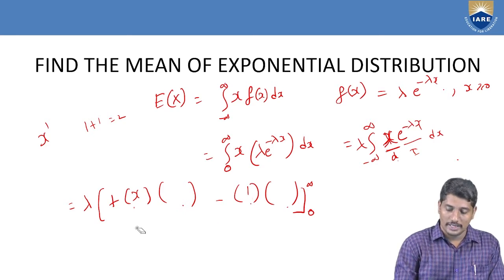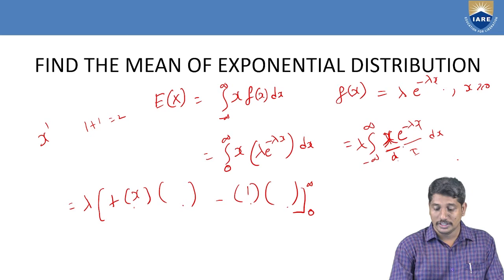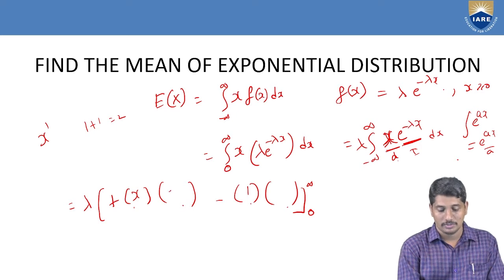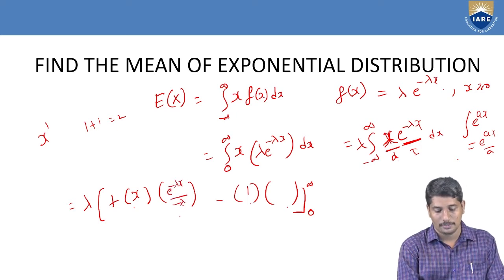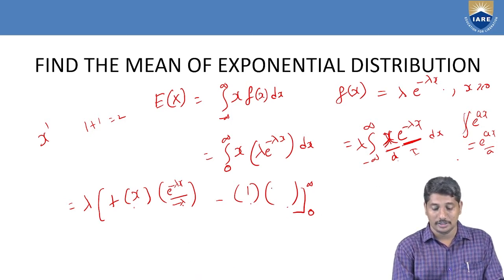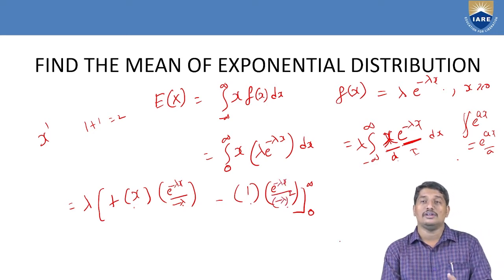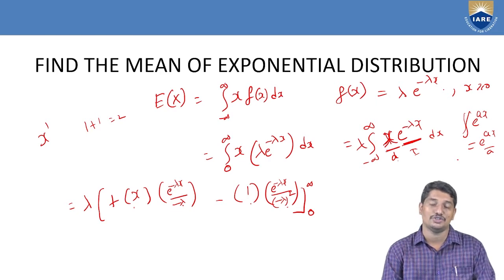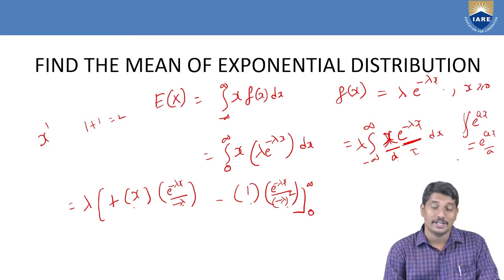Okay, so x derivative 1. Now, what is fixed for integration? E power minus lambda x. You know, the integration of e power ax is e power ax by a. In that way, e power minus lambda x, when integrated, becomes e power minus lambda x by minus lambda. And the second integral becomes e power minus lambda x by minus lambda whole square. Okay, this is called Leibniz rule. Leibniz rule is nothing but a short way of expressing the integration by parts. So this way we can write.